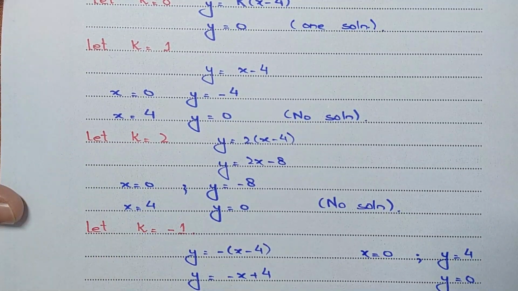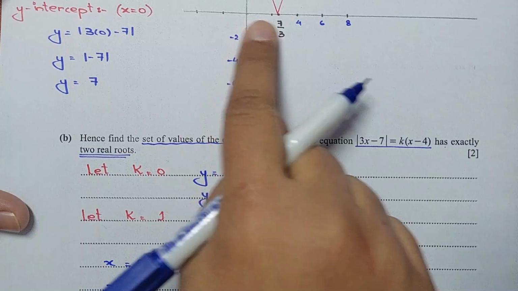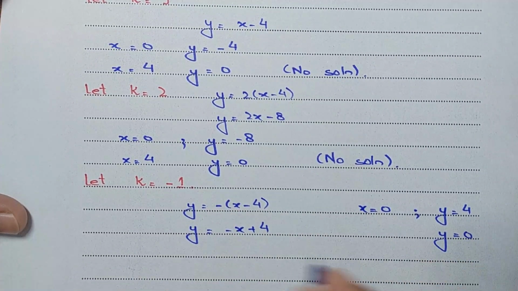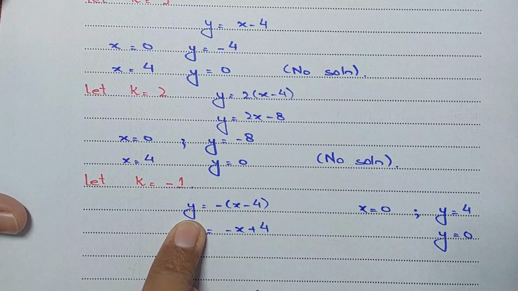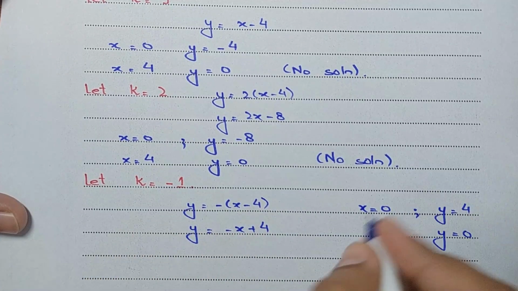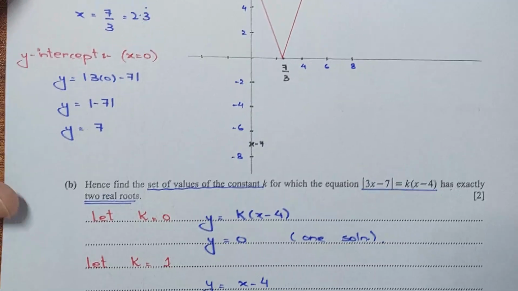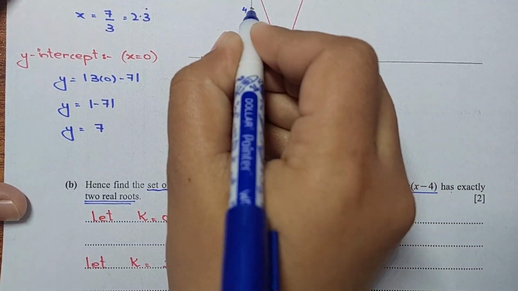1, 2, 3, and so on. So for the positive values of k, it has no solution, right? Let me check the negative values now. When the y value is 0, the minus and minus cancel out, so x equals 4. X is 4, y is 4, okay? X is 4, the y value is 4.